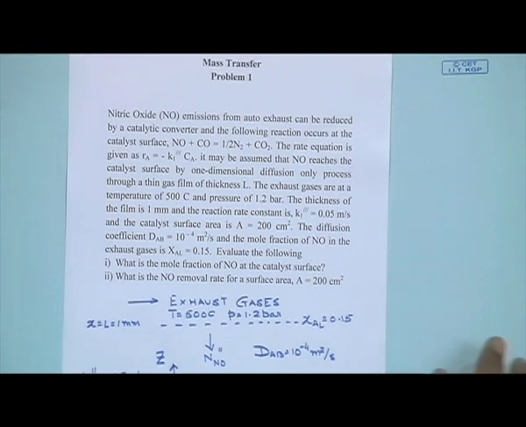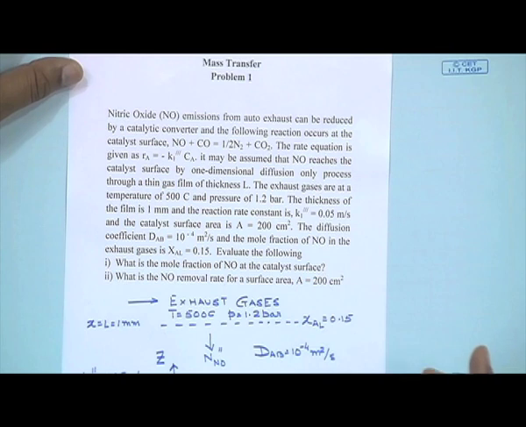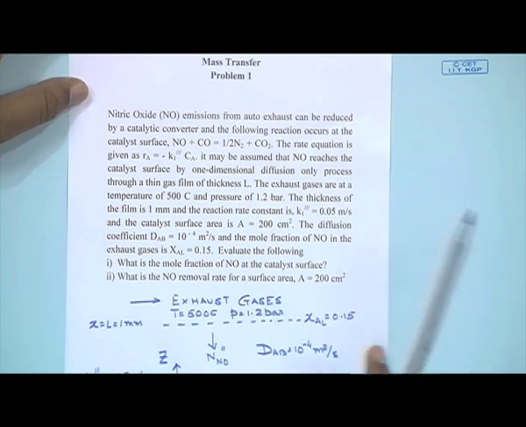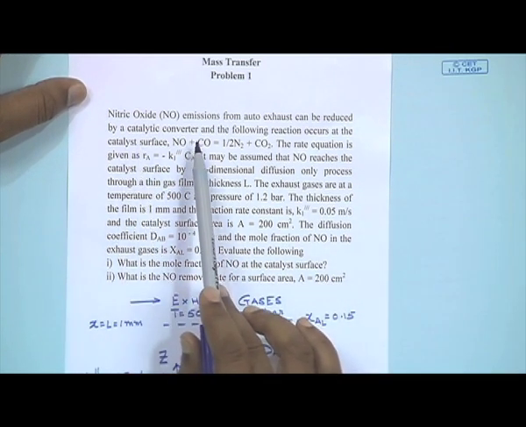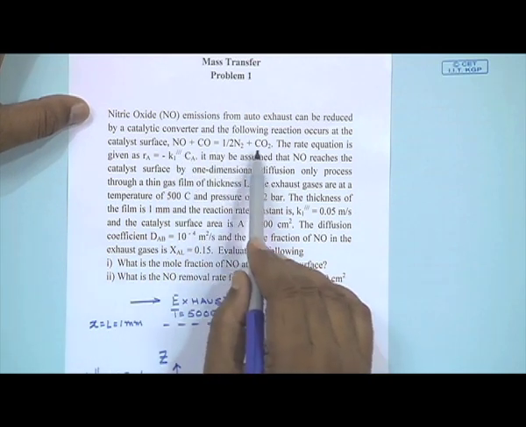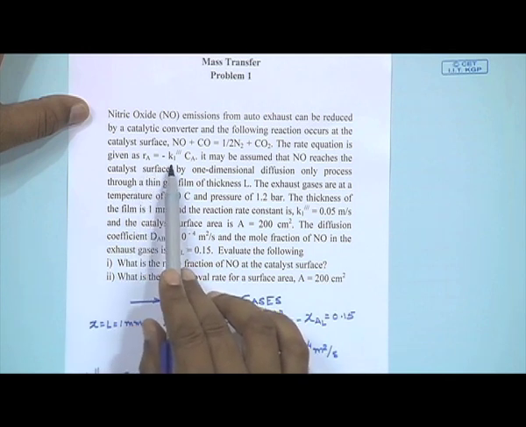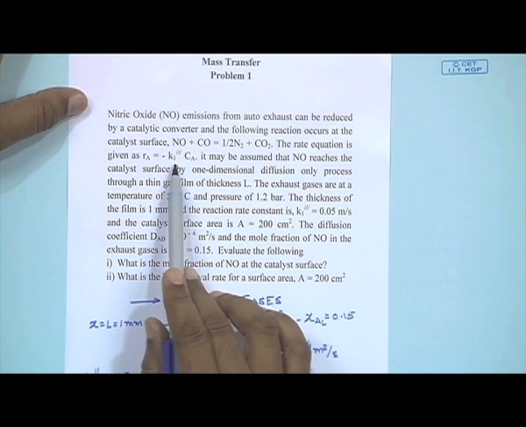So, nitric oxide is going to be converted to nitrogen dioxide on the catalyst surface. So, in words, the problem that we are going to look at is that we have nitric oxide emissions which are coming from an automobile. It can be reduced by a catalytic converter, and the reaction that takes place is NO plus CO equals half N2 plus CO2. The rate equation on the catalyst surface is given as minus K1 double prime.